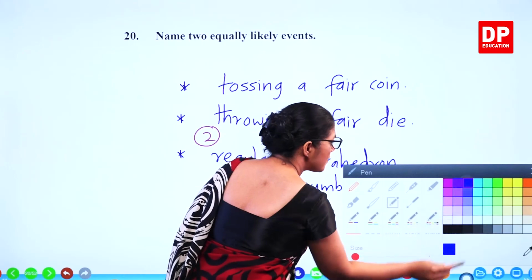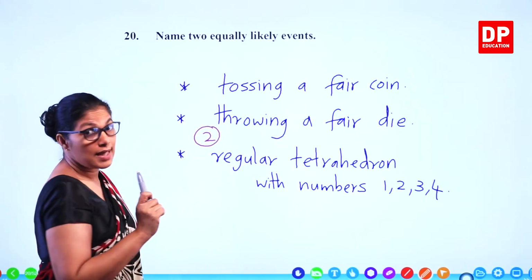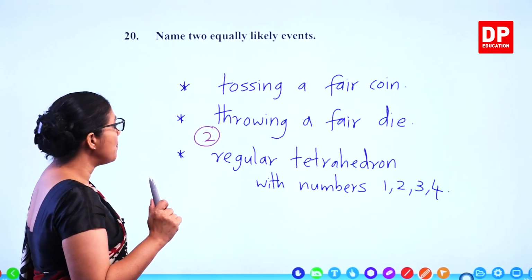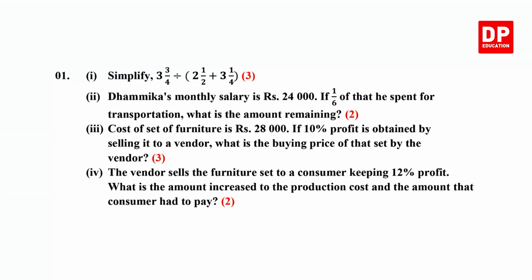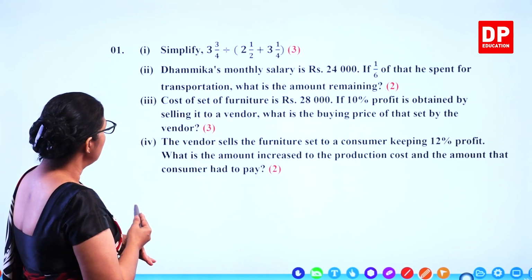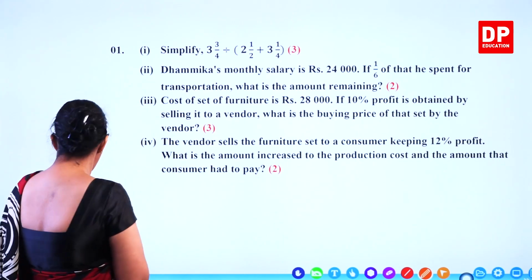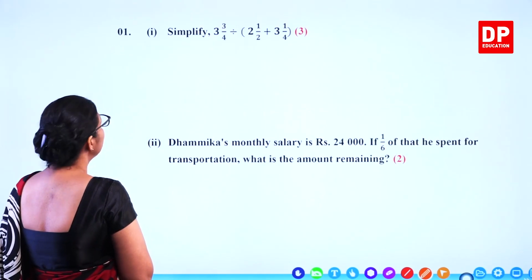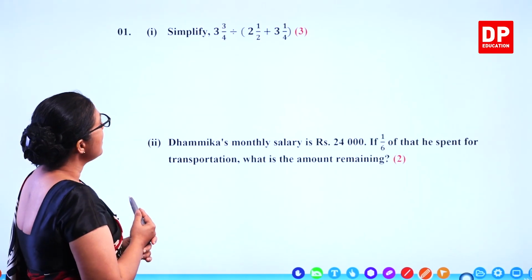So that's the last question in part A. So now we'll do part B questions. So part B, first question, percentages, fractions. So we'll see how we can find out those. Simplify.